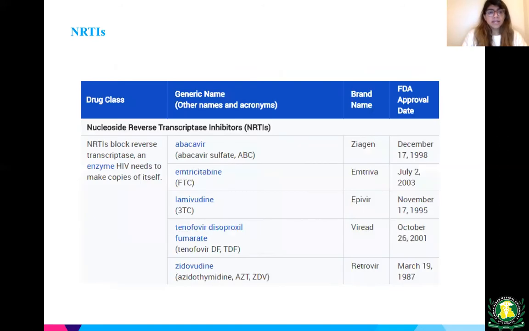So with the NRTIs, nucleoside reverse transcriptase inhibitors, I'm hoping if I repeat it, you'll remember it. So bear with me. With the NRTIs, these are the lists that we have: abacavir, emtricitabine, lamivudine, tenofovir, and zidovudine. So zidovudine, as you recall from the earlier slide, was the first HIV medication developed, and that came out first in 1987. So basically, NRTIs block reverse transcriptase, which is an enzyme that HIV needs to make copies of itself. So I'll go over each of these.